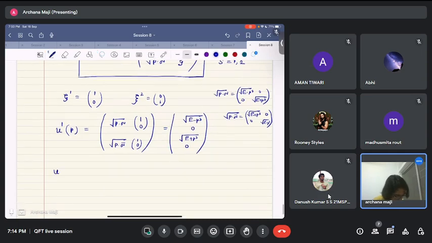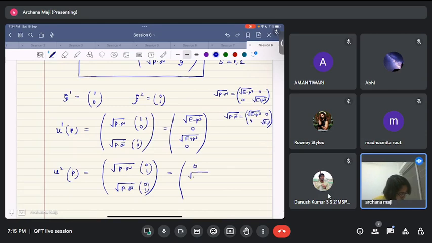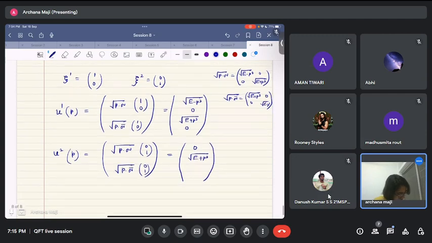Likewise, u2 corresponding to xi2 will be 0 1. So this is equal to 0 square root E plus p3 0 square root of E minus p3.